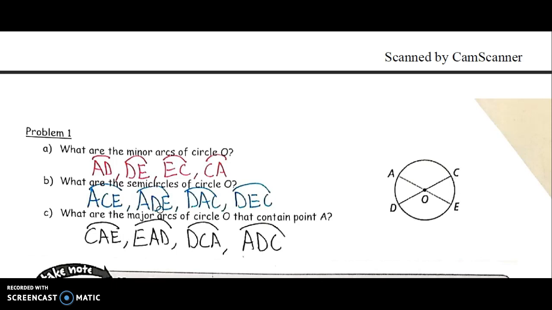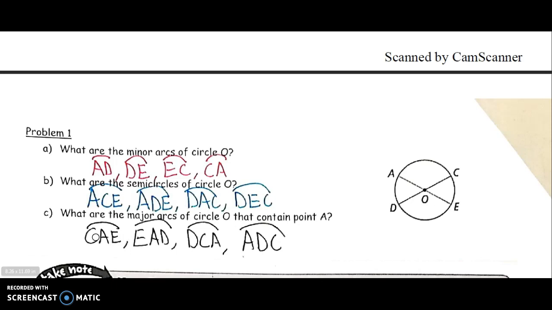So now if we want to look for major arcs, again, we're also asked that it contains point A. We should just look for any arcs that pass more than halfway around your circle. So one that I found was CAE. Again, if I just use the name CE, we would refer to the shorter distance, so that would be a minor arc. If I include A in the name, CAE, that makes sure I pass through A on my way to E, so that's going to be the long distance around the circle. That makes that a major arc.